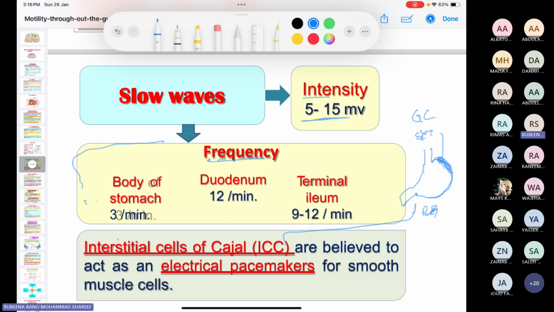Frequency is different in different parts of the GI tract, right? In the body of the stomach, it is just 3 per minute. In the duodenum, it is maximum, 12 per minute. And in the terminal ileum, it is 9 to 12 per minute.